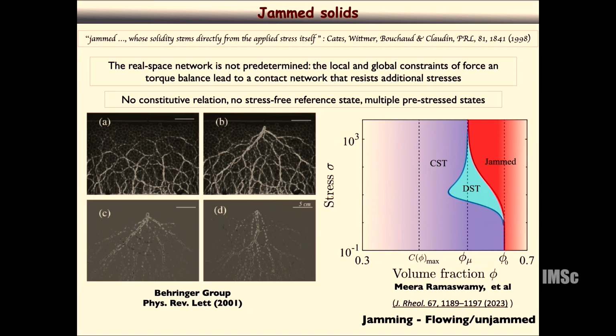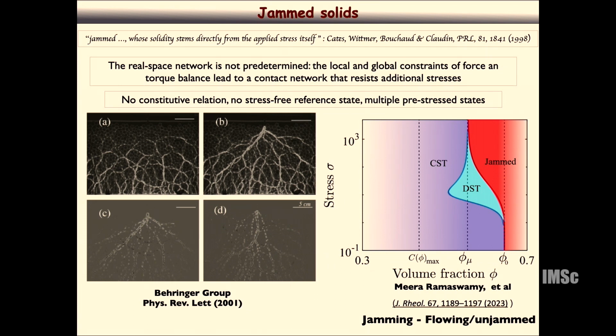I use a very specific definition of jammed or jamming, and that was introduced in this paper in 1998 by Cates, Wittmer, Bouchaud, and Claudin. Jammed systems are those whose solidity emerges from the applied stress itself. So there is no solid without applied stress. So that immediately tells me that there is no stress-free solid ever, unlike the normal kinds of things that we talk about. And the real space network is therefore not predetermined. The real space network emerges from the stresses you put on the solid.